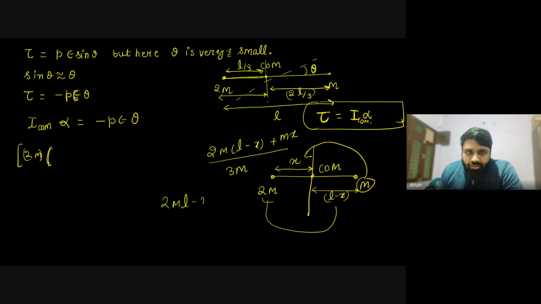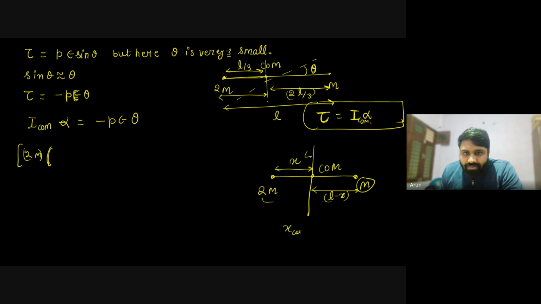2mL minus 2mx, sorry, we have taken the inverse of it. The center of mass, x center of mass, will be given by this 2m multiplied by this distance, which is minus x from the origin, plus this mass into the distance (L minus x), divided by m1 plus m2, which is 2m plus m, resulting in 3m. If you take m common, the x center of mass, the value of x, will be L by 3, and this is at 2L by 3, got it?